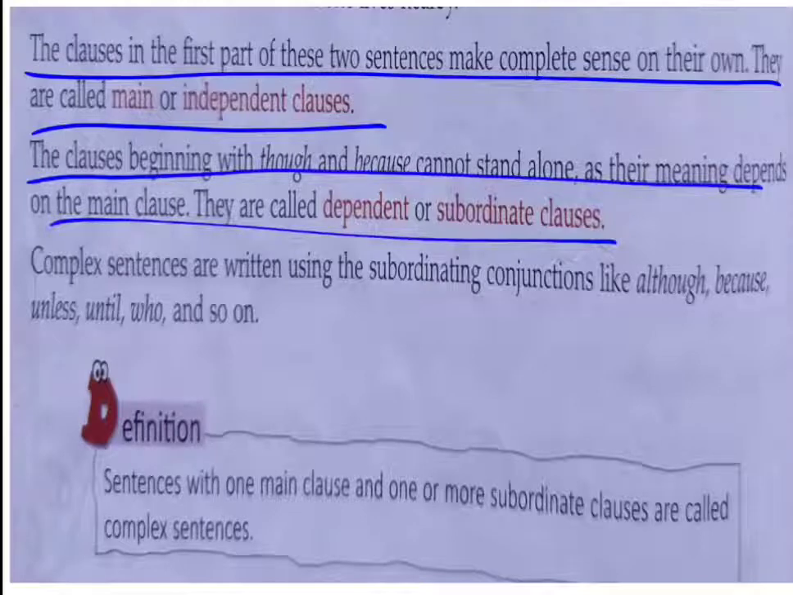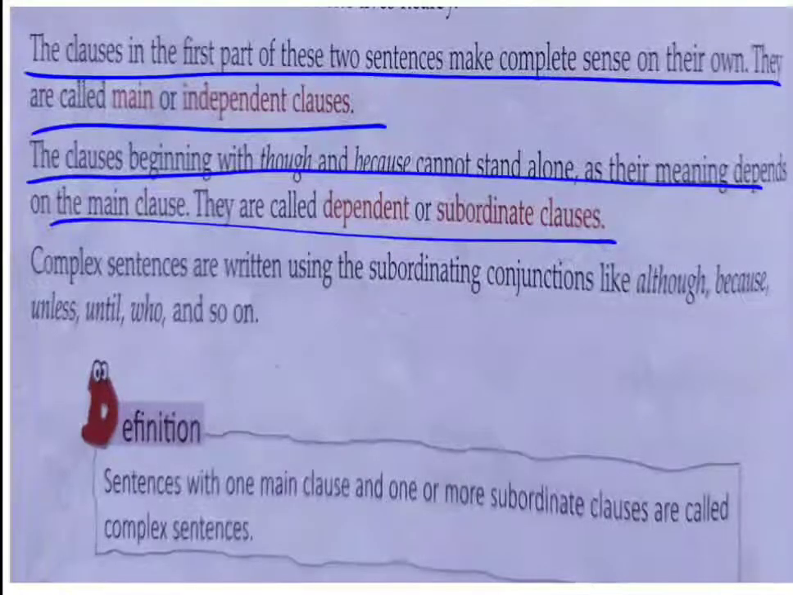So here the main clause is only Sudhir goes to school, Pranita walks to school. And what is the subordinate clause? Though he returns by car. Though he returns by car depends on Sudhir goes to school by bus. So that's why it's known as a dependent clause. It depends on the main clause, and it's also known as a subordinate clause.